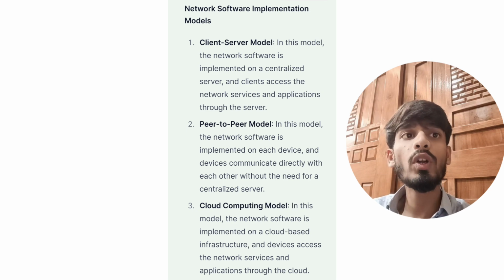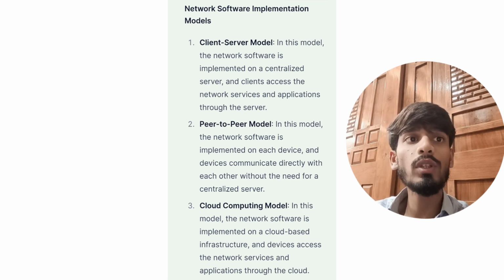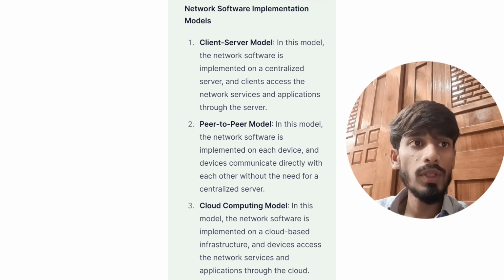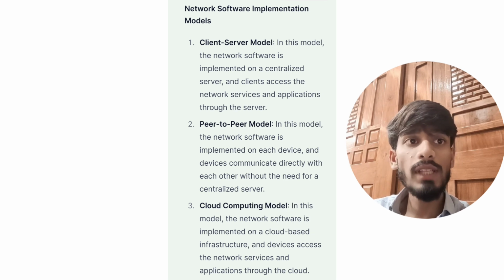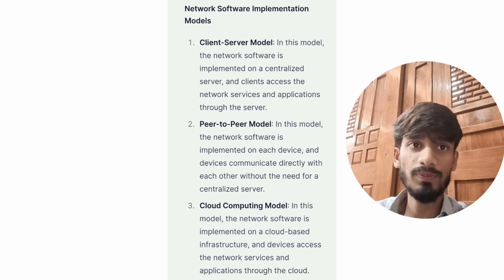Next is cloud computing model. In cloud computing model, the network software is implemented on a cloud-based infrastructure and devices access the network services and applications through the cloud. Cloud-based infrastructure is present. So this is cloud computing model.